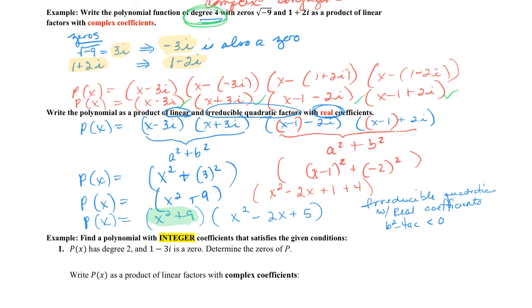It's a little more involved. So I would have -2 squared minus 4 times 1 times 5, which would be 4 minus 20, or -16, which is, of course, less than 0. And so both of these are irreducible quadratics, again, with real coefficients. Okay, I didn't have any linear factors, but that's okay.